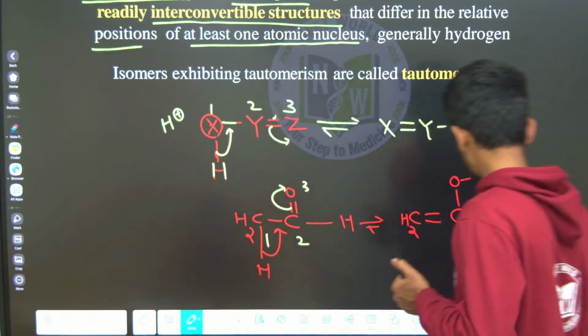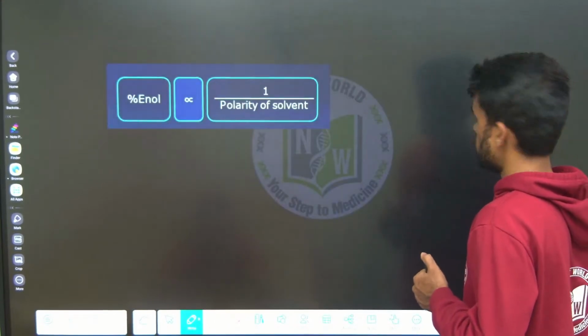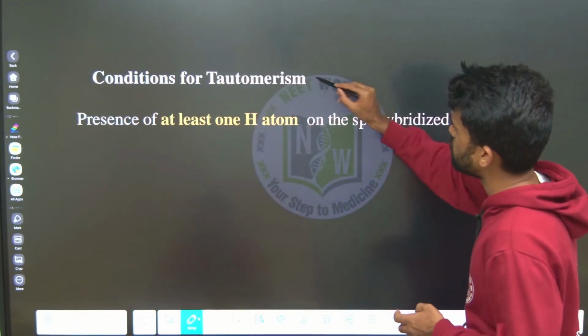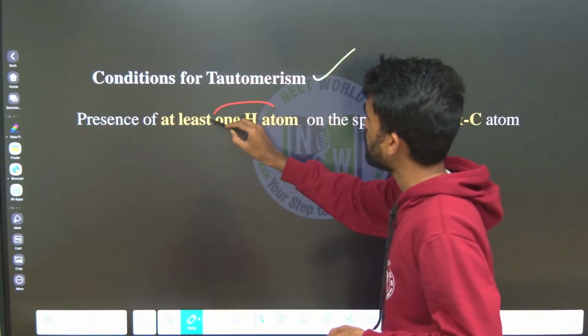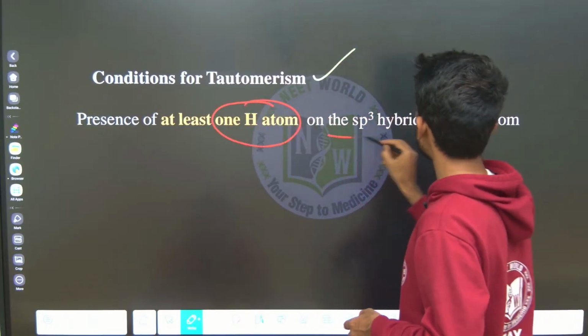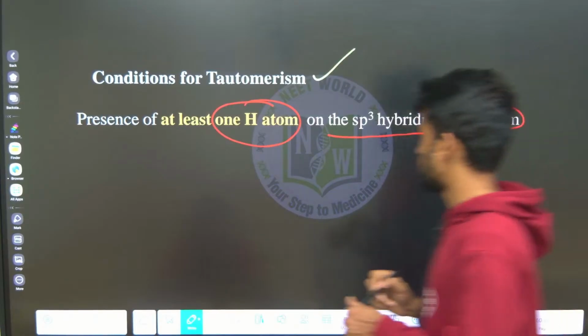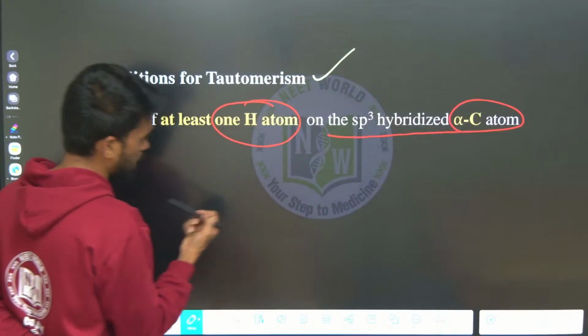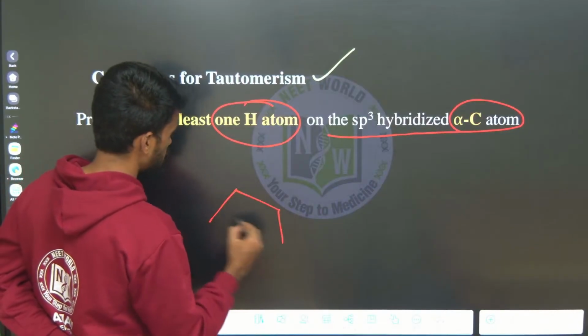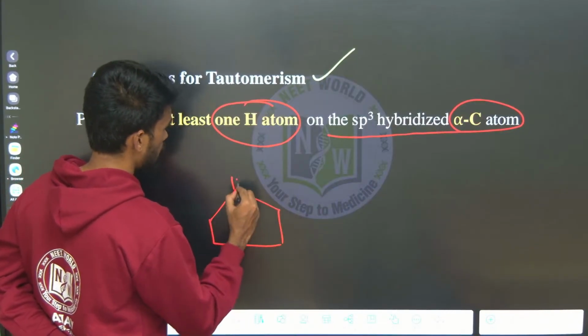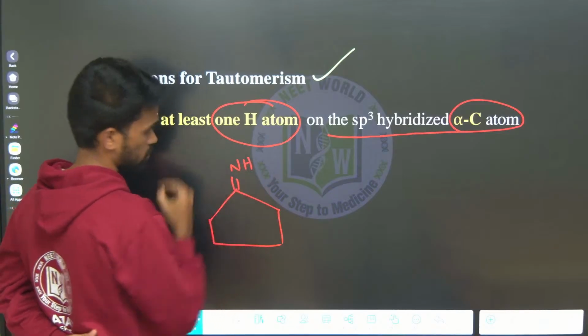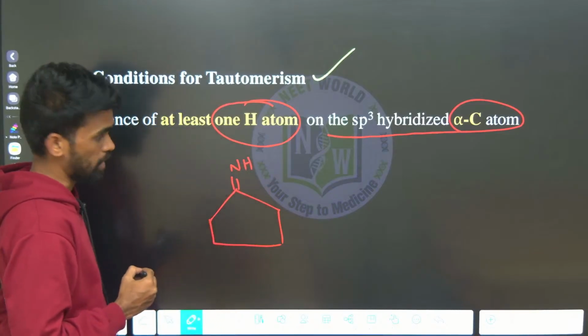Okay, next. So now conditions for tautomerism. What is the condition? At least one hydrogen on the sp3 hybridized alpha carbon. What carbon? Alpha carbon. So why only alpha carbon? You can take anything. See, I am taking here an imine group. What is this? Imine.